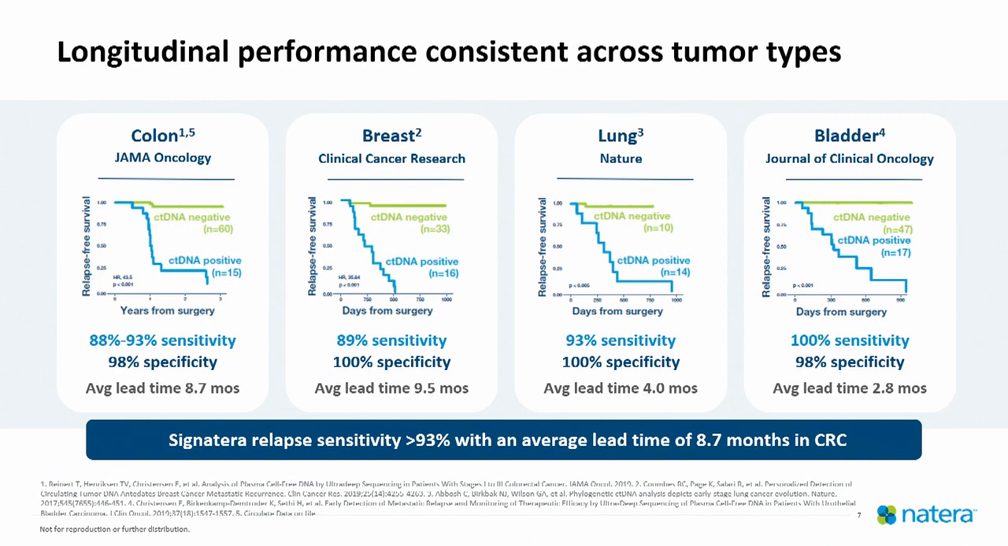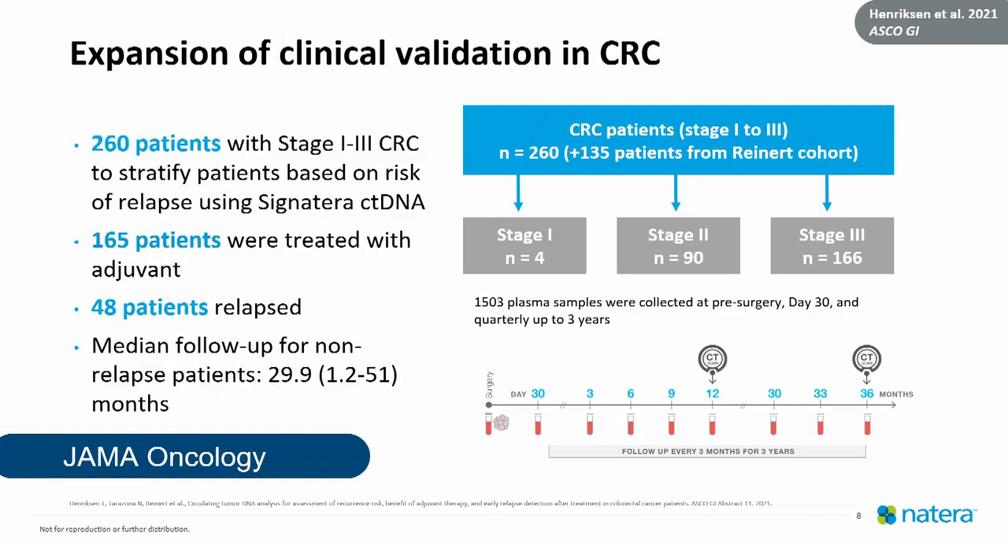From as short as a few months for very aggressive tumors like bladder cancer to as long as 8 to 9 months for diseases like colon cancer and breast cancer. And just diving into some more specific validation studies, we've actually looked at CRC very closely, so colorectal cancer. And some of this original data was published in 2019 in JAMA Oncology. First author was Reinert.